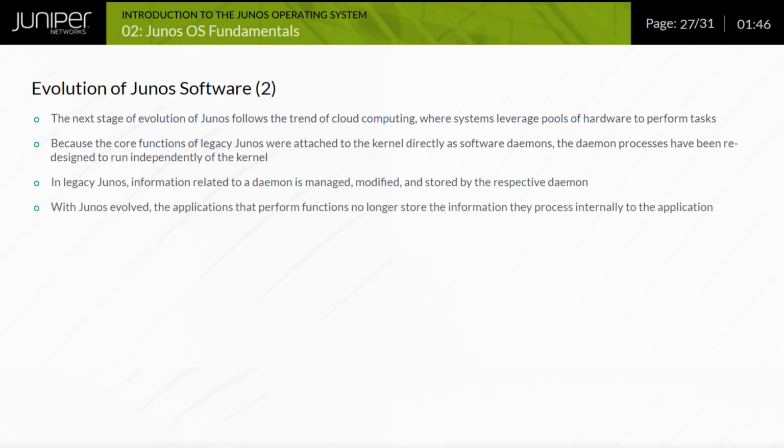With Junos Evolved, the applications that perform functions no longer store the information they process internally to the application. The application is a consumer or publisher of information. Information is sent to the application. It processes the information according to its design and publishes the results to a centralized, distributed database, much like a data center environment. If an application experiences a fault or is restarted, the new instance of the application retrieves the state information that the previous instance of the application had stored into the database, and the information is not lost.